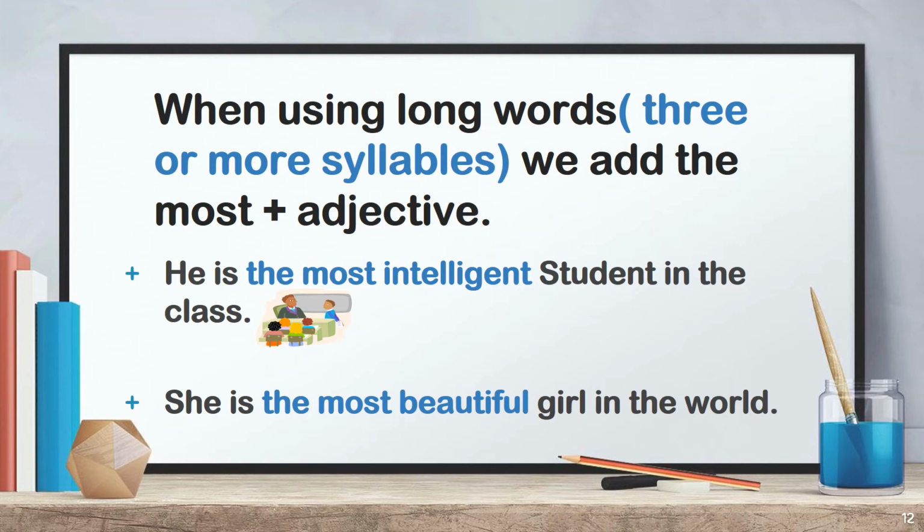When using long words, three or more syllables, we add most and then the adjective. Like, he is the most intelligent student in the class. I can't say he is intelligent-est. It doesn't make sense. It's even hard to say. So you have to say the most intelligent student. As you see in the picture, we have four other students. So that's why we said the most intelligent in the class. I'm comparing this boy to the rest of the class. She is the most beautiful girl in the world. I'm comparing this girl to all the other girls in the world. So I said the most beautiful girl.